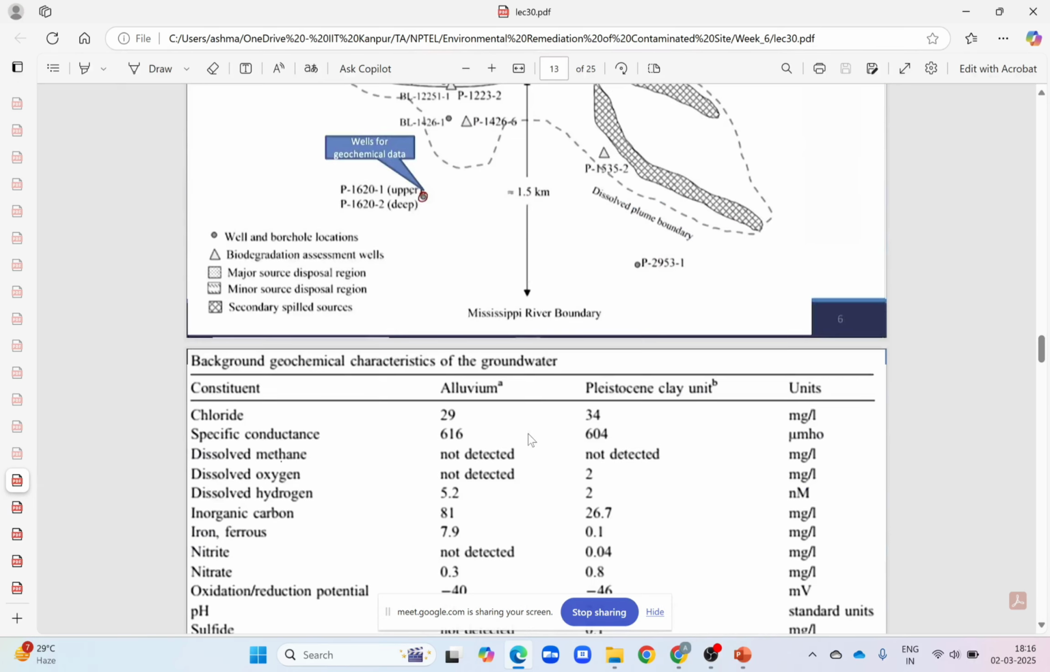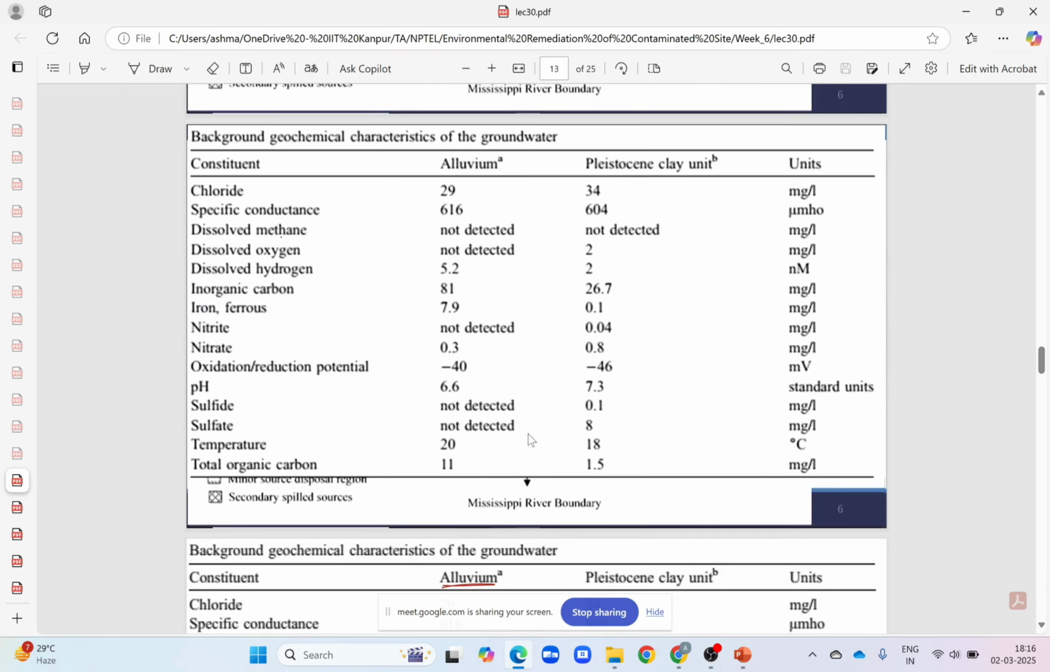So again, these are some of the data which is given. This is the overall geochemical characteristics of the groundwater. Here we can see that dissolved methane was not detected. In fact, dissolved oxygen is not detected in the alluvium layer. Since oxygen is not present, the conditions are anoxic. And here we can see that dissolved hydrogen and inorganic carbon is present, and iron is also present.